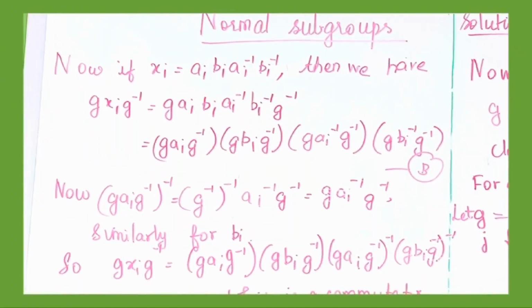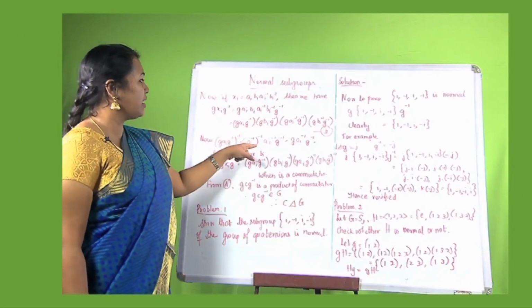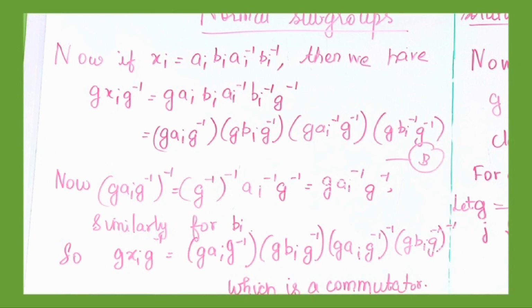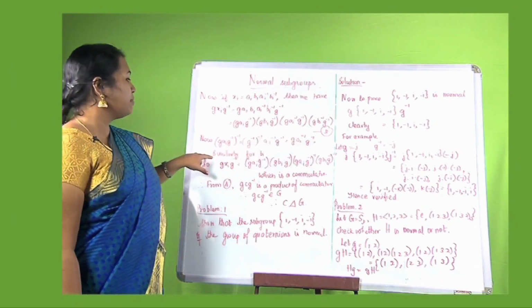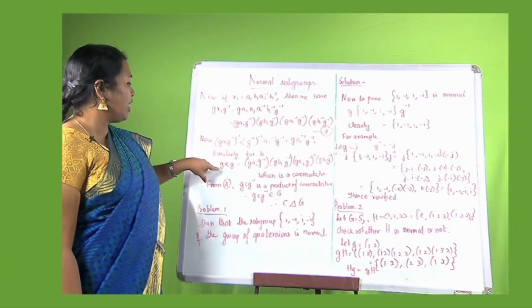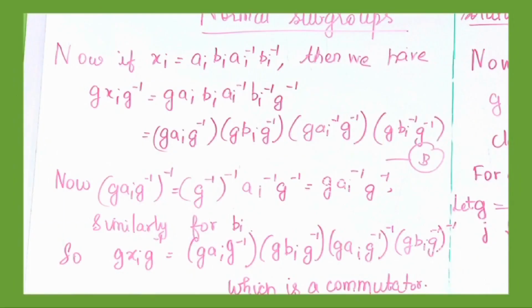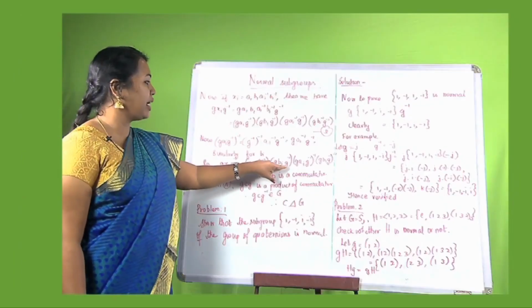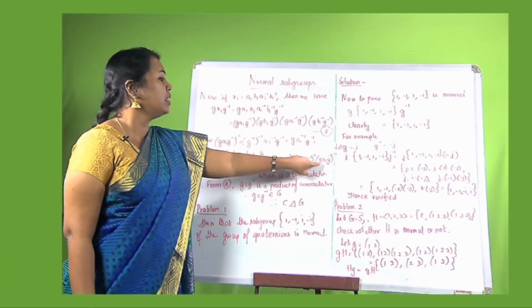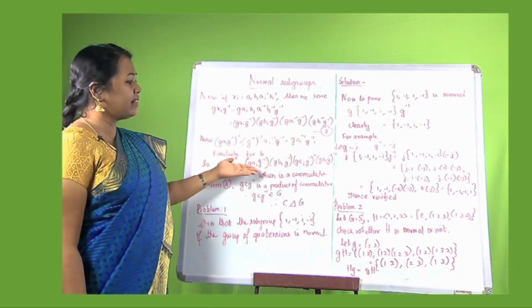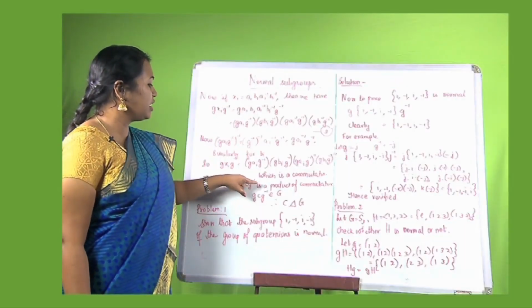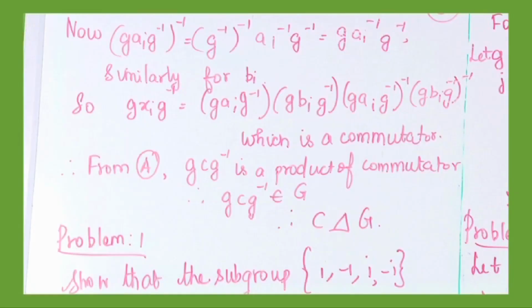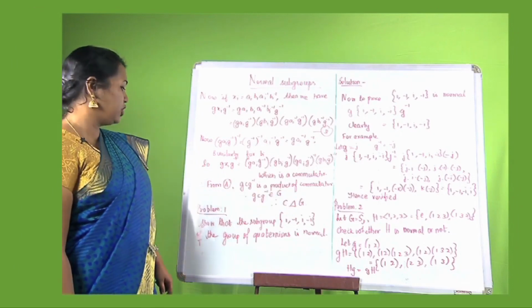Now g ai g inverse the whole inverse will be the reverse of all these elements. So g inverse the whole inverse, ai inverse, g inverse, that is equal to g ai inverse g inverse. Similarly, we can do this for bi also. Therefore, g xi g inverse is equal to g ai g inverse, g bi g inverse, g ai g inverse the whole inverse, g bi g inverse the whole inverse. Now clearly this is a commutator element. Now from equation A we have gCg inverse is a product of the commutators. Therefore gCg inverse belongs to C, which implies that C is a normal subgroup of G.